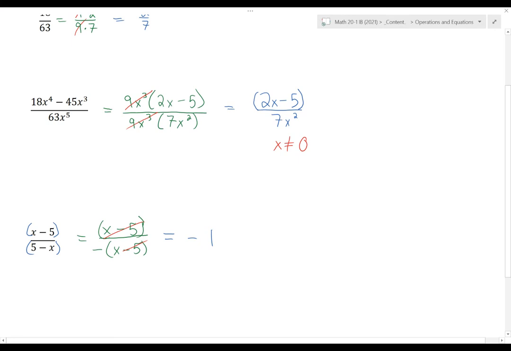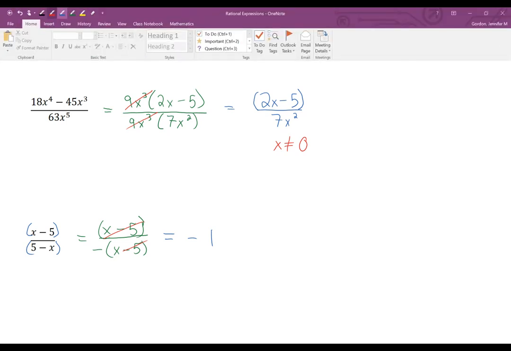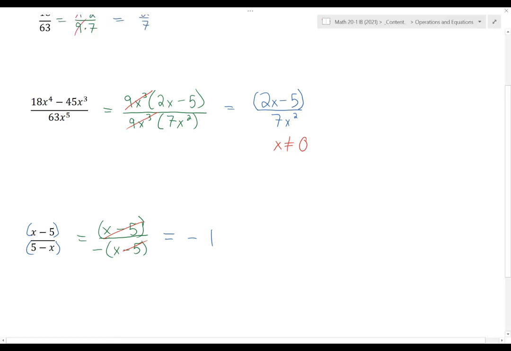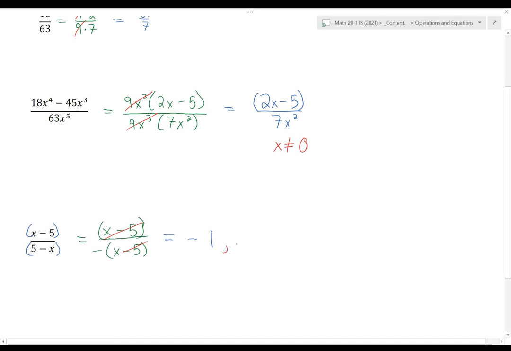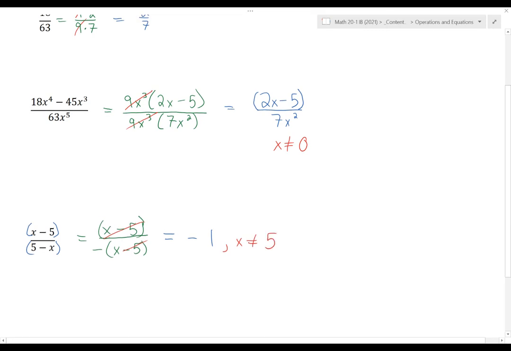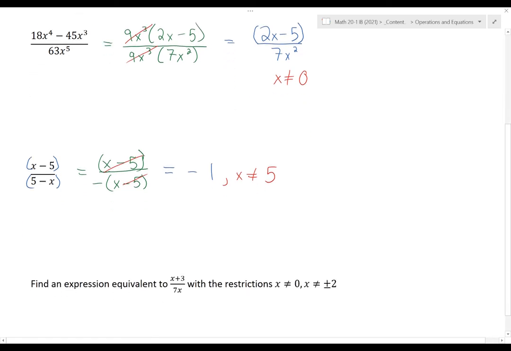So this seems to no longer be algebraic. It's just a number. However, I still do have a restriction because that canceling isn't really an operation. It's division. And that division never could have happened if x were equal to 5. So I still have the restriction that x cannot equal 5. Even though the factor cancels out, the non-permissible value still sticks around.